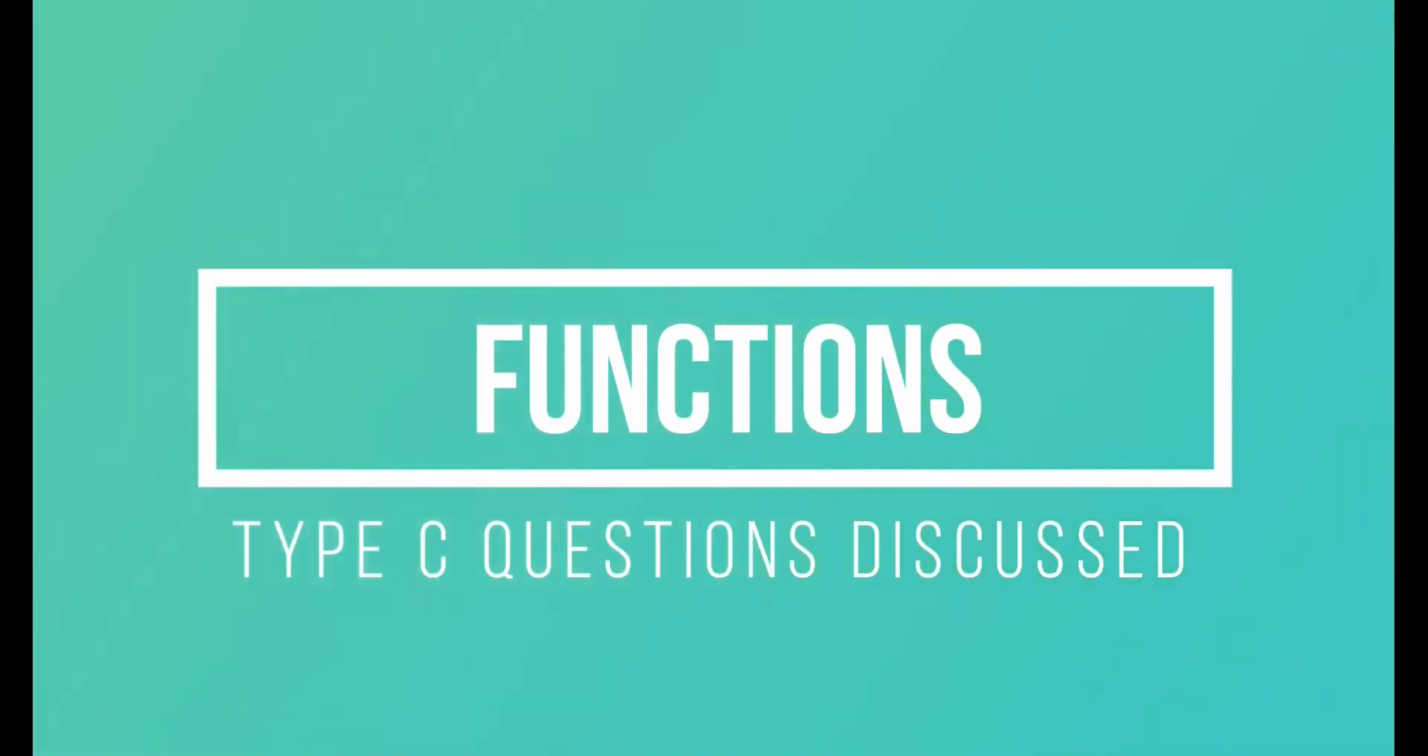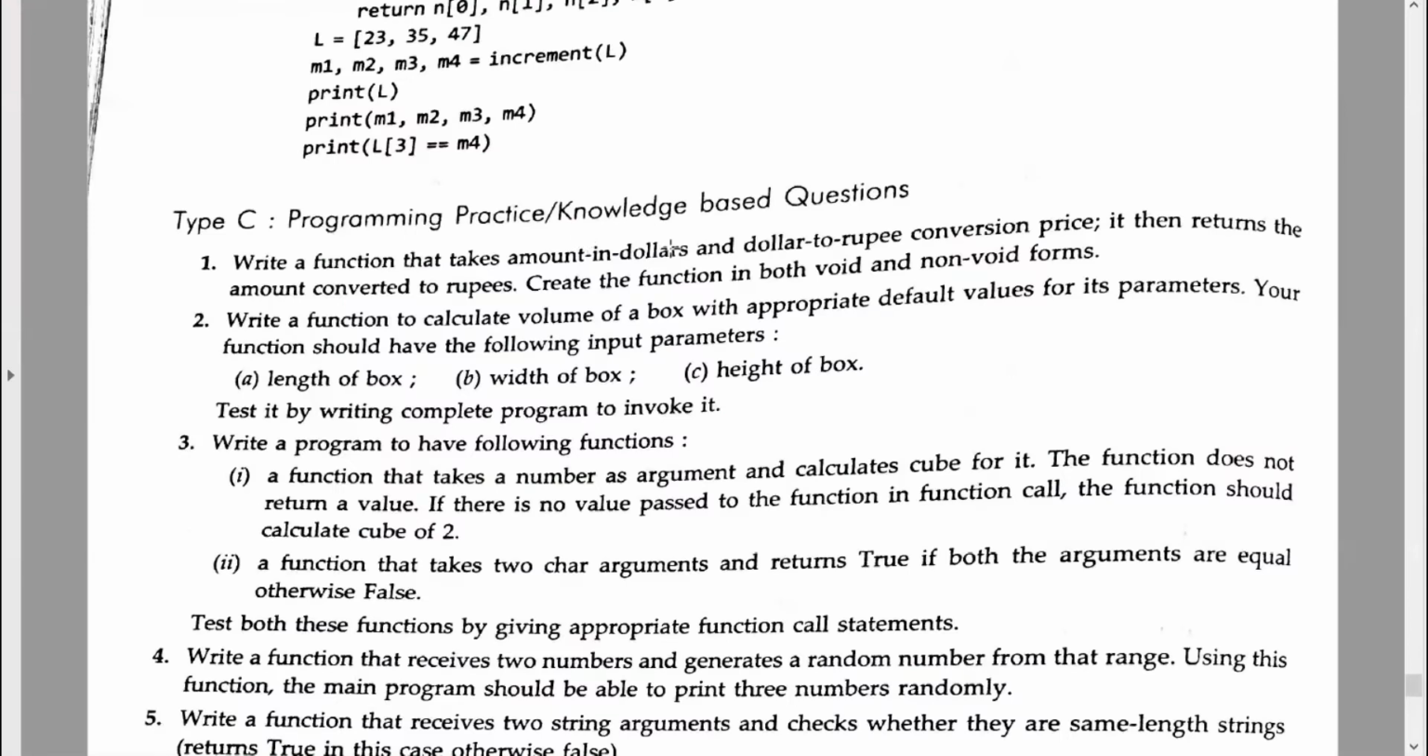Hi everyone, in this video we'll be seeing type C questions of functions chapter. The function takes an amount in dollars, so the function must have one parameter which is going to take the amount in dollars. And the functionality inside is that it has to convert it into rupees and then return the amount converted to rupees, which is the value that is going to return to the main function. And they're asking you to write both in void and non-void form.